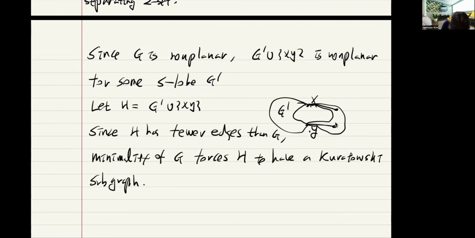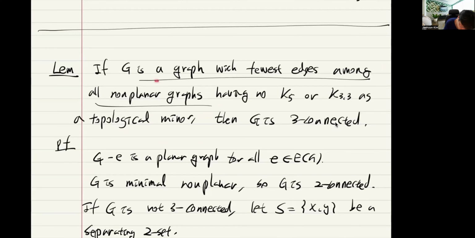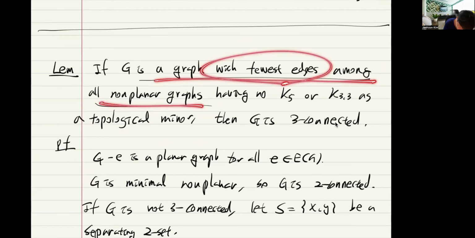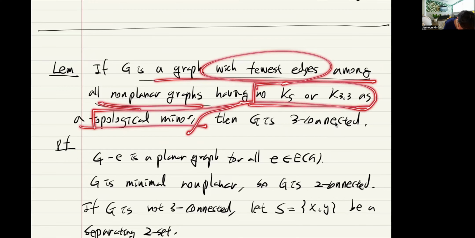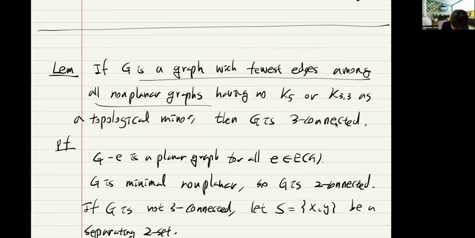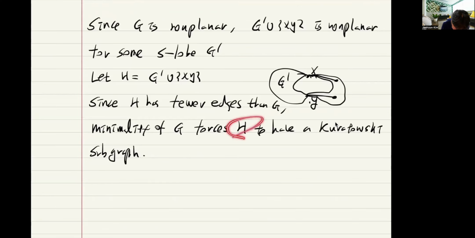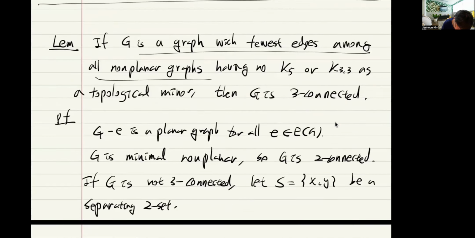Sorry, what I previously said, the syntax was wrong. So minimality of G: H is non-planar, right? And H has fewer edges than G. But G had the fewest edges among all non-planar graphs having no Kuratowski subgraph. So if H has no Kuratowski subgraph, then that's also a non-planar graph with fewer edges than G. It's a contradiction, right? Then the only possible case is that H must have a Kuratowski subgraph.